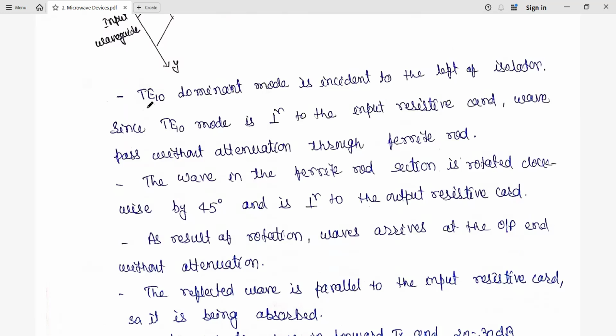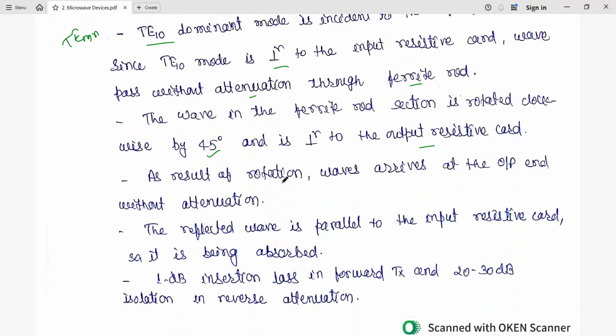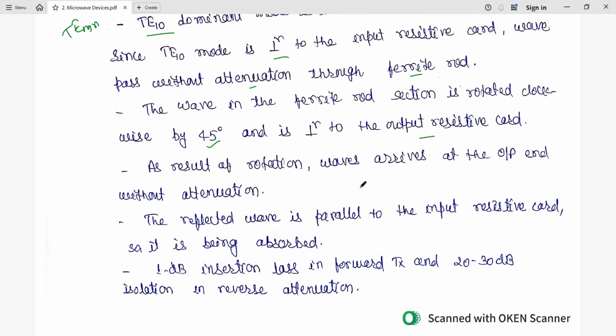That thing is written here. So we have TE10. You are already aware of TEmn, and TE10 is called the dominant mode. It is perpendicular to the input resistors, so it is going to pass without any attenuation through the ferrite rod. This wave in the Faraday rod has a rotation of 45 degree clockwise, and that is perpendicular to the output resistive card. Since the output resistive card is also rotated 45 degree with respect to the input resistive card, it is cancelled out here, 45, 45. So finally it remains perpendicular, and as a result of rotation the wave arrives at the output without any attenuation.